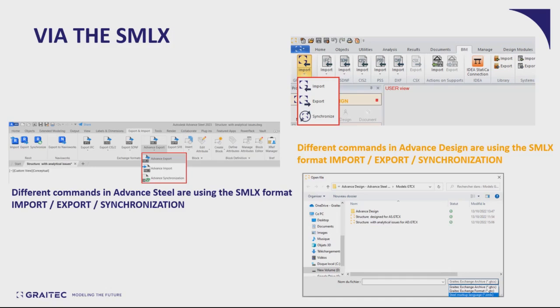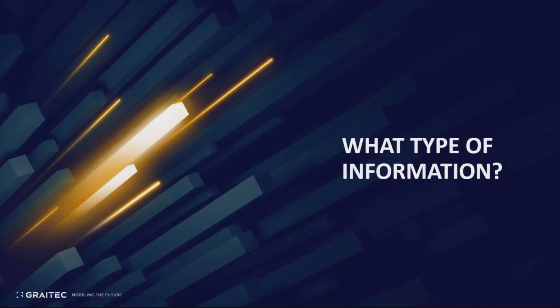So as we see, Advanced Design is offering many possibilities to connect with Advanced Steel. So let's talk about what type of information we can transfer between Advanced Design and Advanced Steel. In this part, I will show you directly in the applications how we transfer the data, and we will see together what kind of information we are transferring. So it's much easier for you to understand in practice.